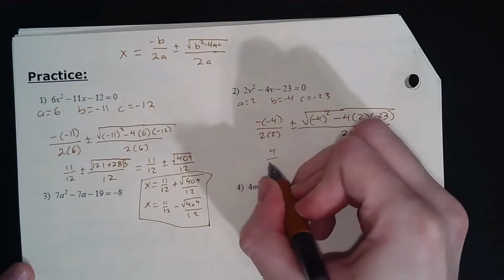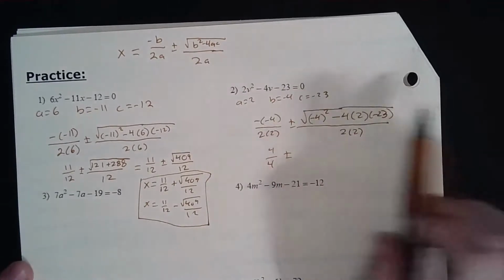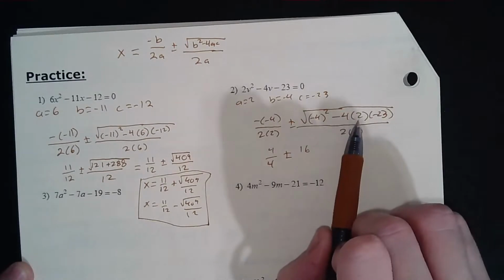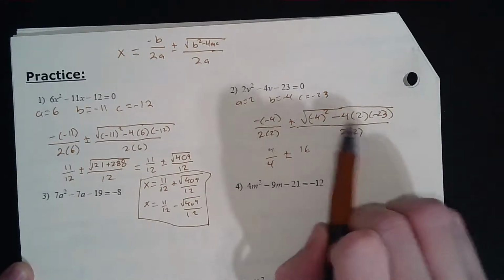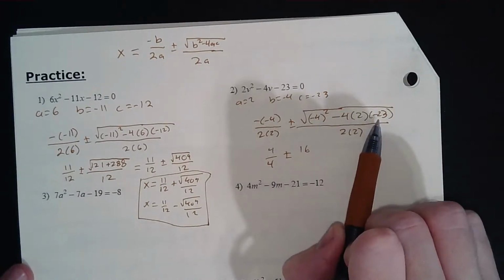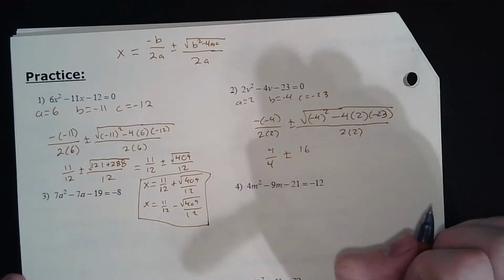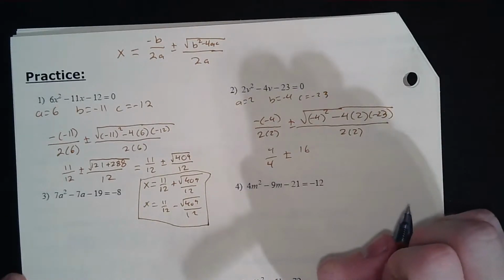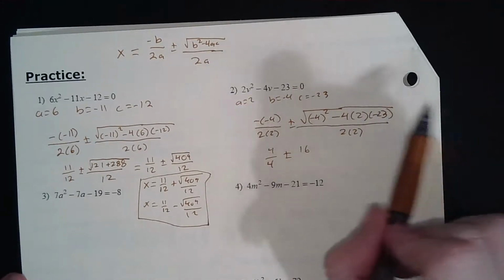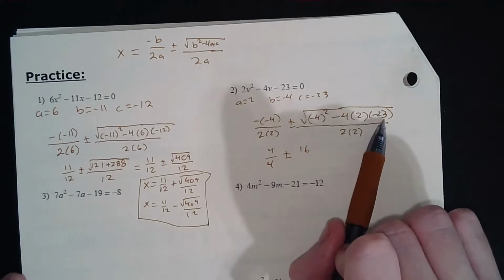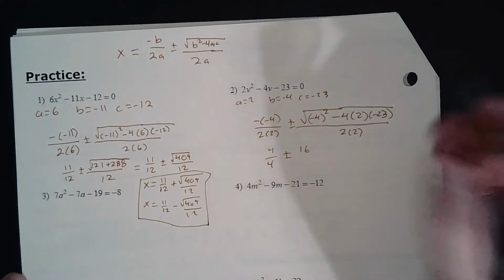A 2 times a 2 is a positive 4. Plus or minus. Negative 4 squared is 16. Minus, and we got 4 times 2 is 8. And then negative 8 times negative 23 is positive... 8 times 23, no, not 189, 188. I gotta do it again. We got 8 times 20, 160, and 8 times 3, 24, 184. There you go. Okay.